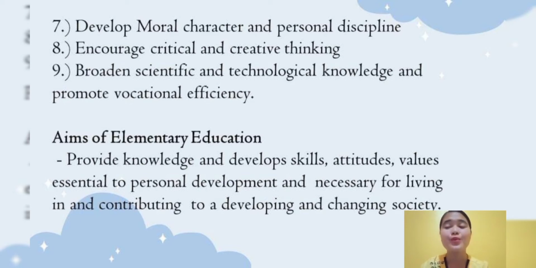Number 9, broaden scientific and technological knowledge and promote vocational efficiency. So, for example, today, in the 21st century, it is necessary for us to be computer literate or know how to use technology, since it is part of the teaching and learning process as well as in real life situations practically. So now let's proceed with the aims of elementary education.